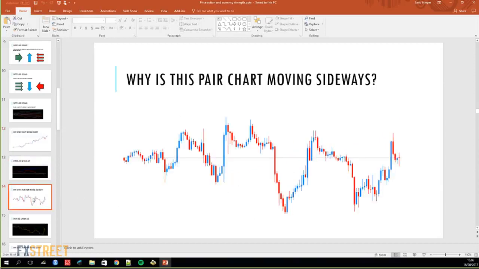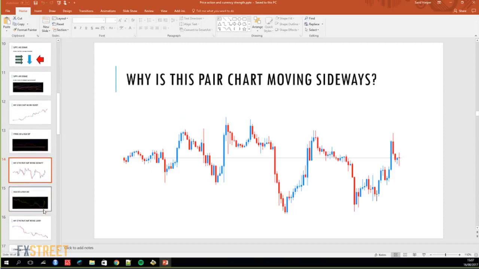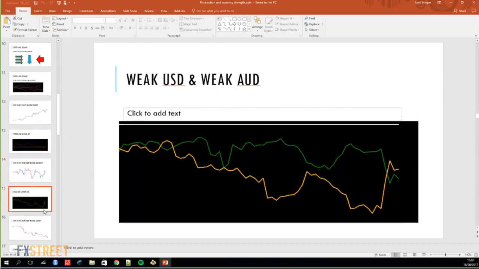Likewise, when we have a pair chart like this moving sideways, and you ask yourself the question, why is it not trending either higher or lower? This is simply because you have something like this, where the relative strength between the Australian dollar and the American dollar is the same. And so, of course, this pair is going to move sideways like so.